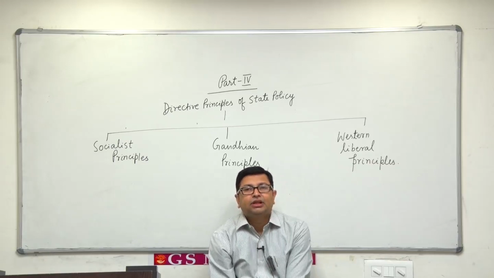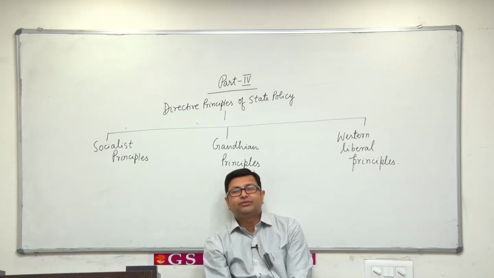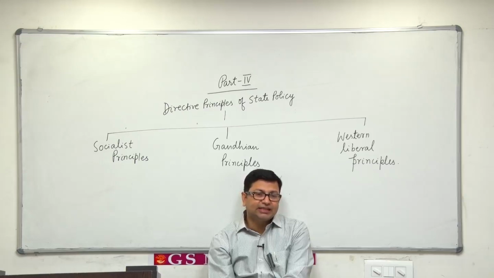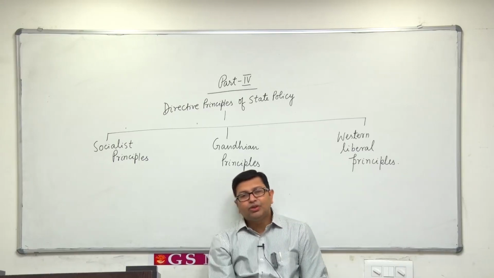Secondly, promotion of the interests of the socially and educationally backward classes, including the scheduled castes and scheduled tribes. No doubt, promotion of the interest of the backward classes was there in the minds of Dr. B.R. Ambedkar also. But Gandhi also felt about the needs of these people.